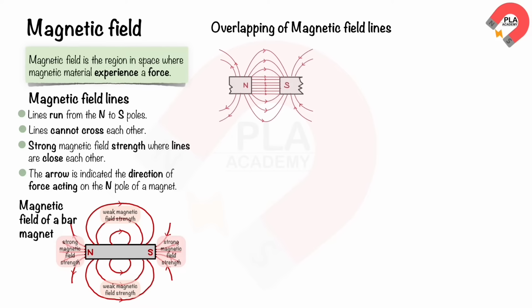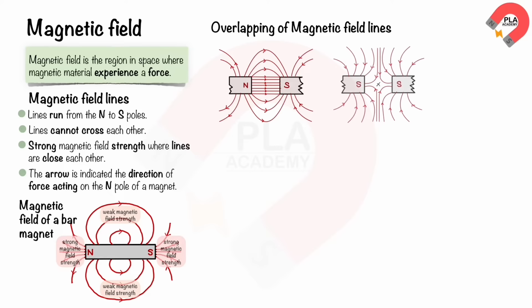The magnetic field lines pattern around 2 magnets with opposite poles. The magnetic field lines pattern around 2 magnets with the same poles. This is the neutral point, which has no magnetic field strength and no magnetic force acting on magnetic material.